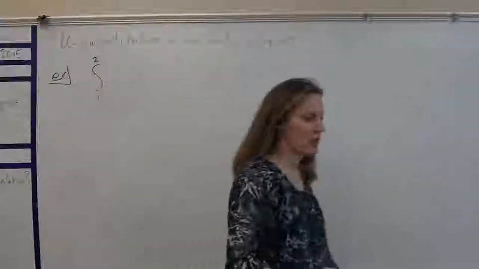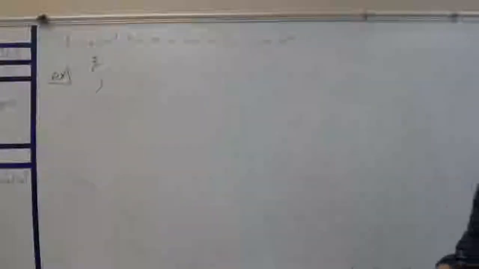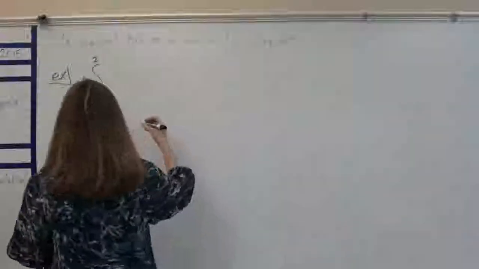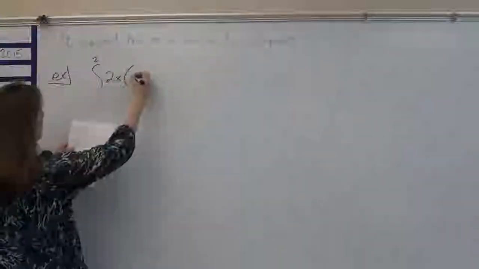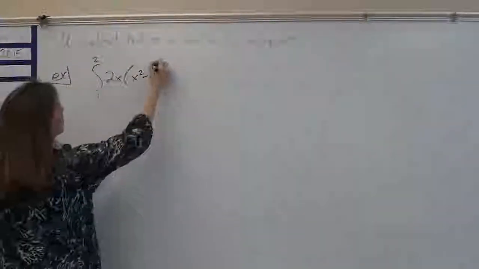Yeah, we're jumping right in with an example. I'm going to teach you in the context of a problem. So you have the integral from 1 to 2 of 2x times (x squared minus 2) quantity cubed.